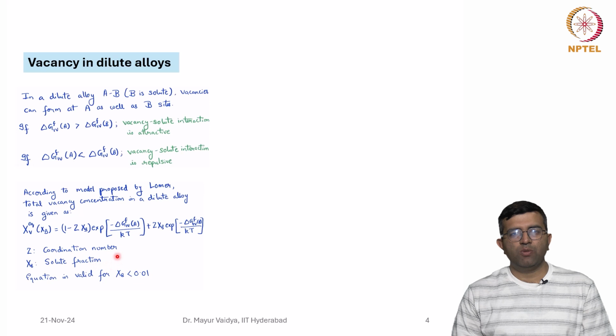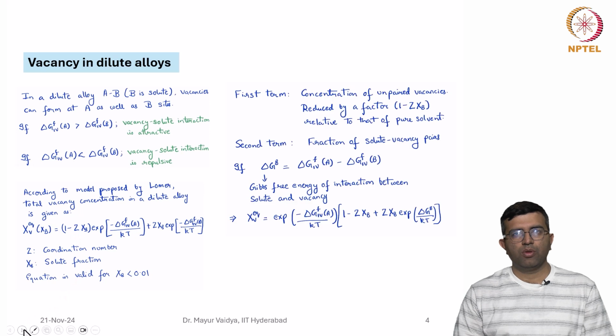So you can see if it was pure A, that means if xB is 0, then this term goes to 0, this entire expression goes to 0, and you have only minus delta G mono vacancy of A by KT. So that means this factor is what is the reduction in the concentration due to the presence of xB.